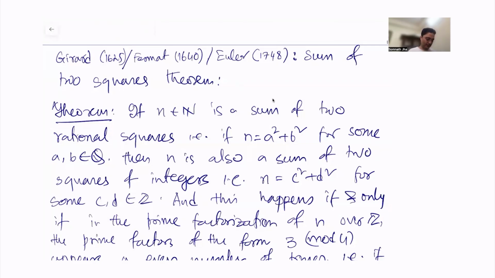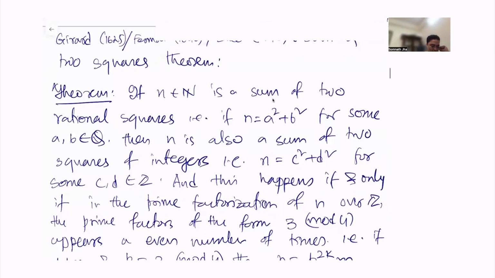Okay, welcome back. So last time we discussed a theorem about sums of two squares, which is due to Girard, Fermat, and Euler. We said that n is a sum of squares of two rational numbers if and only if n is a sum of squares of two integers, and that happens if in the prime factors of n there are no prime factors of the form 3 mod 4.